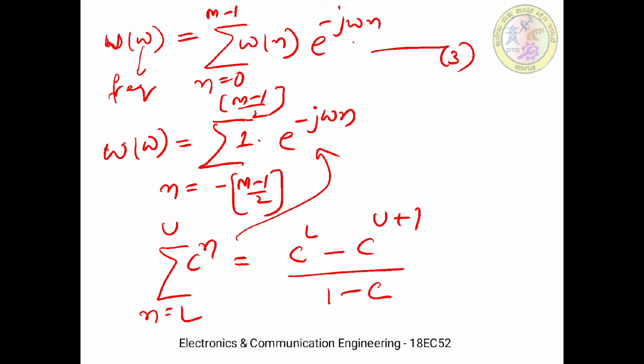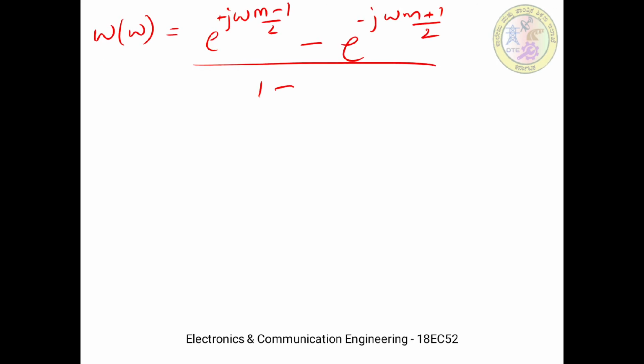So applying this in the above equation, we come to a stage where the window function is given by e power plus j omega (m minus 1) by 2 minus e power minus j omega (m plus 1) by 2, divided by 1 minus e power minus j omega.